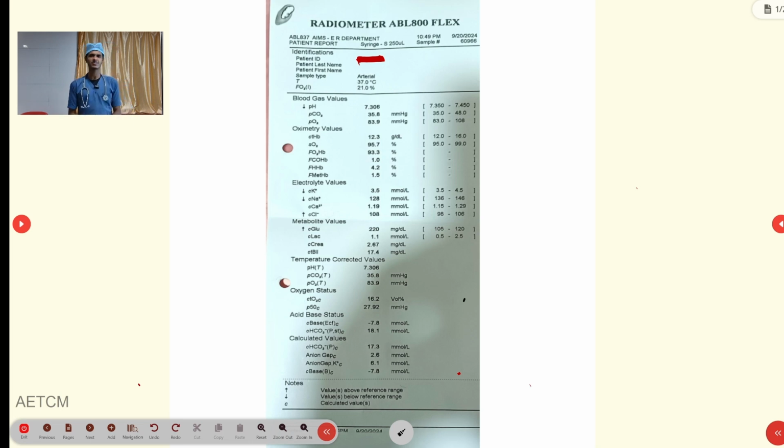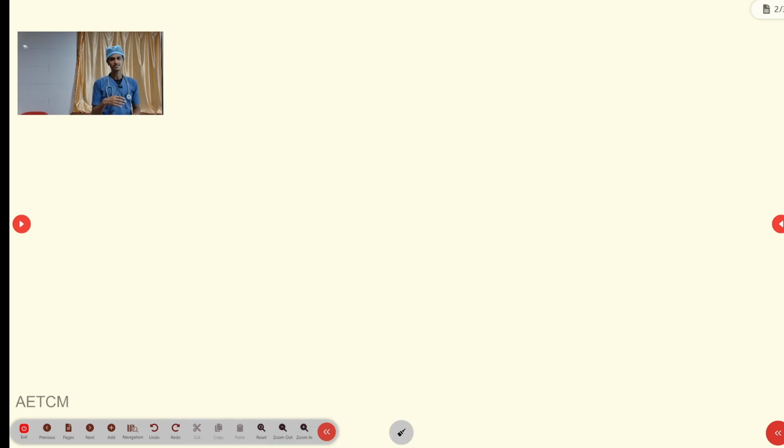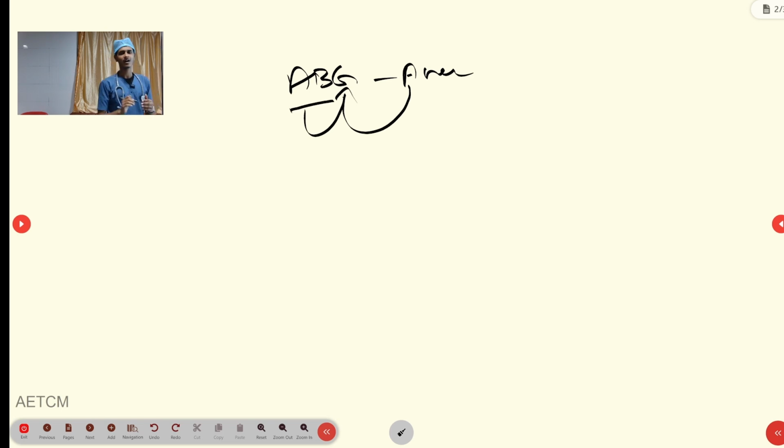Before getting into the interpretation, what is meant by ABG or VBG? Both are the same terminology. ABG analysis is arterial blood gas analysis. VBG is the same thing, only instead of artery, we take blood from the vein, so it is a venous blood gas analysis. The name itself gives a clear explanation. We are going to analyze some gases present inside the arterial blood or venous blood. That is called ABG or VBG.